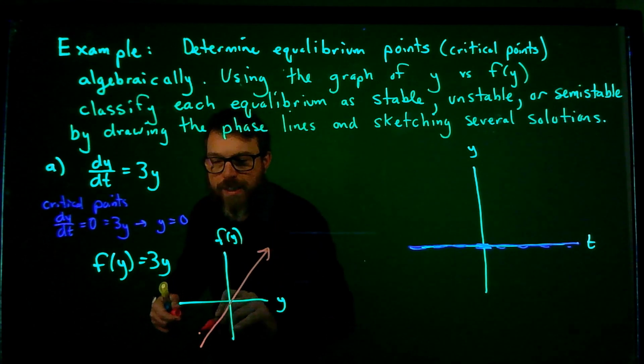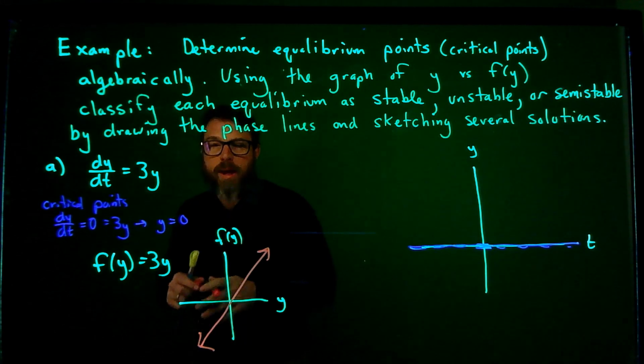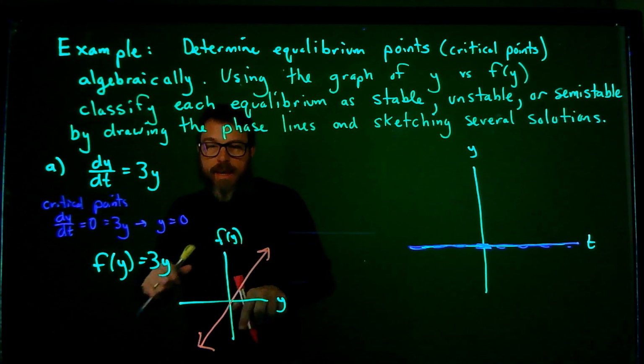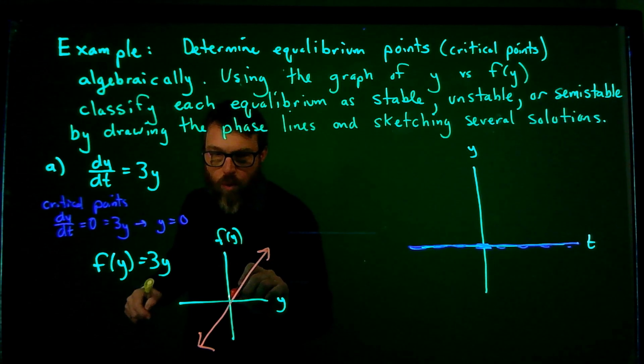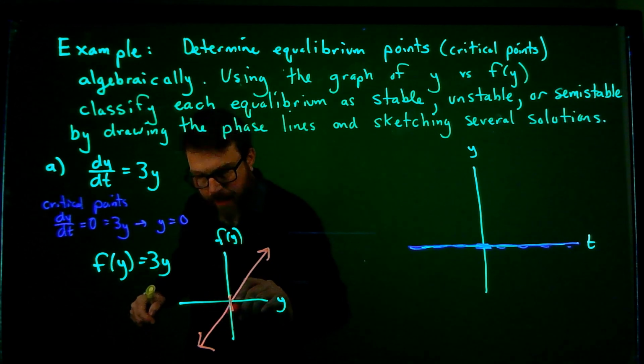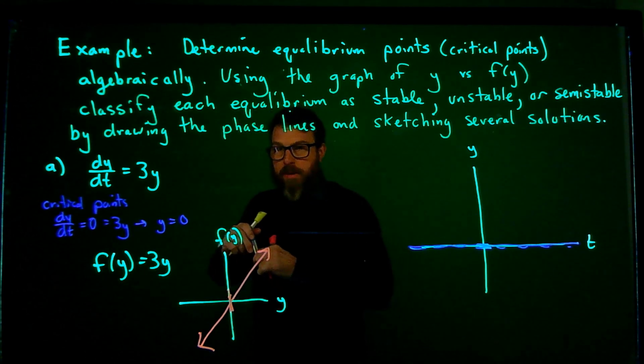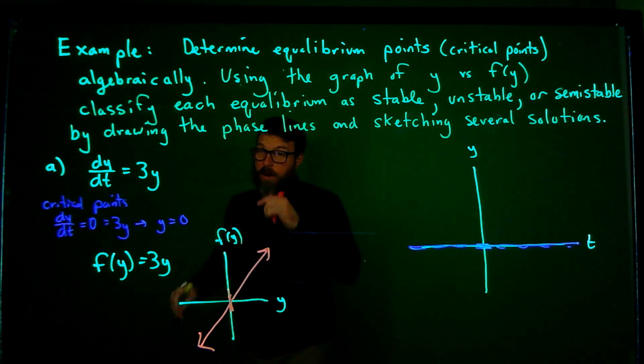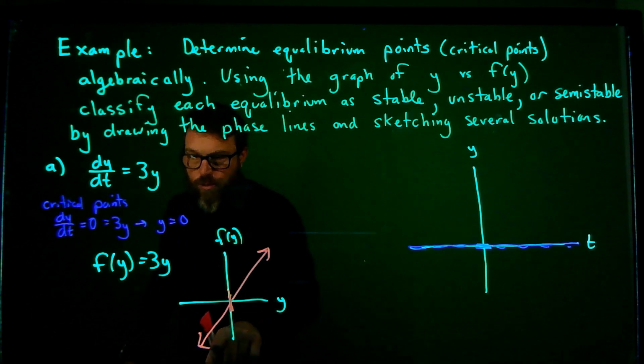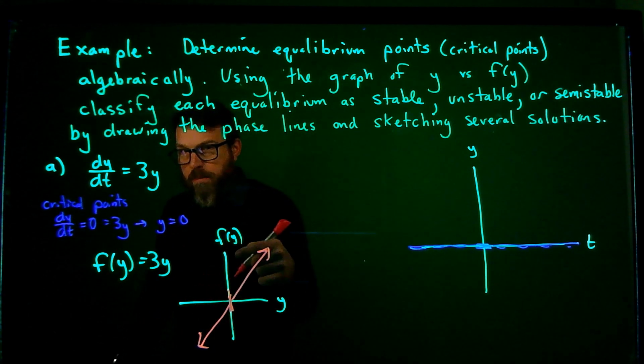Okay, so what does that mean? Well, it means that anything below y equals 0 is going to be negative. Anything above y equals 0 is going to be positive. And really what this means is as you get further and further this way, you're going to get more negative.